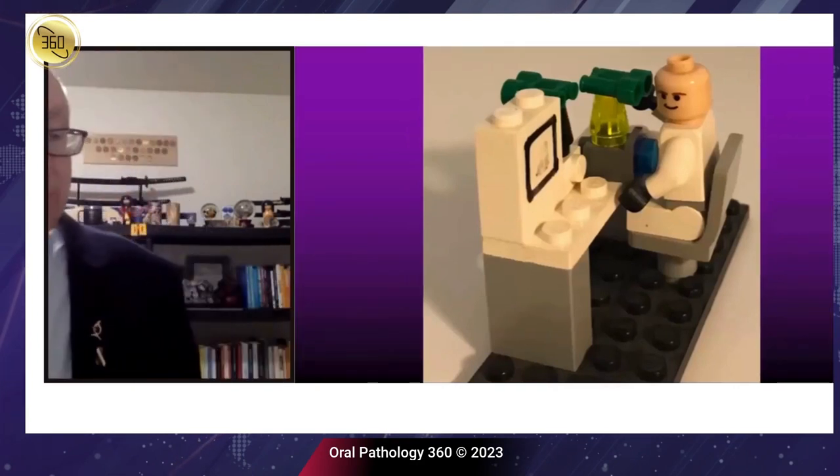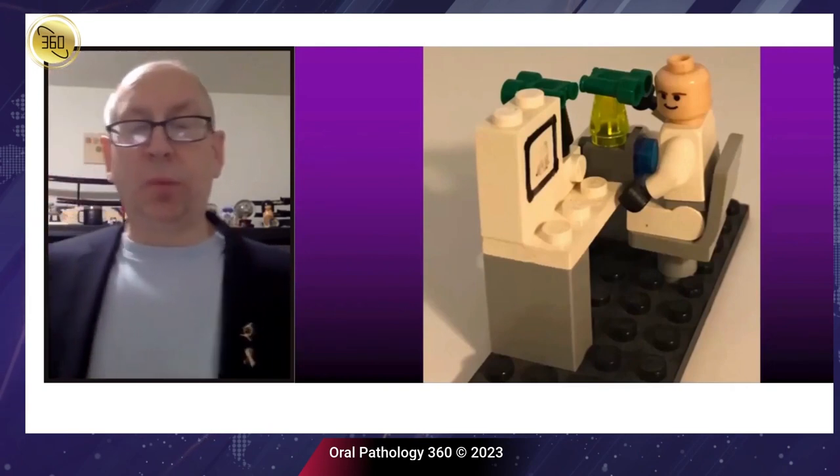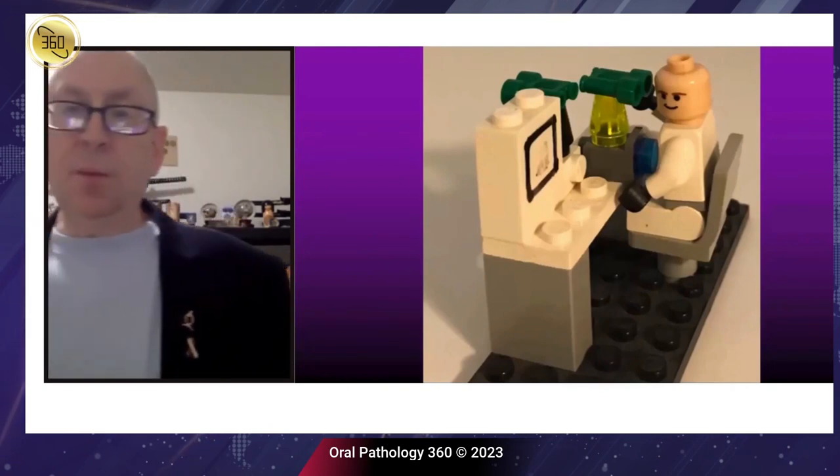So I'll leave you with this thought. My son, when he was 8, said, I'm going to make a Lego oral pathologist. And I said, well, you got the hair right, because I'm bald. So that was pretty much all I had.